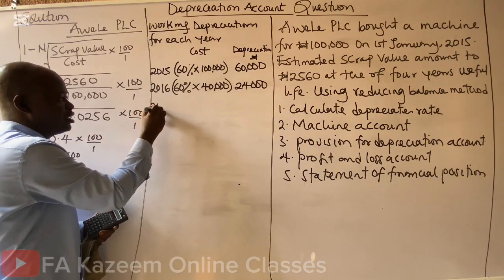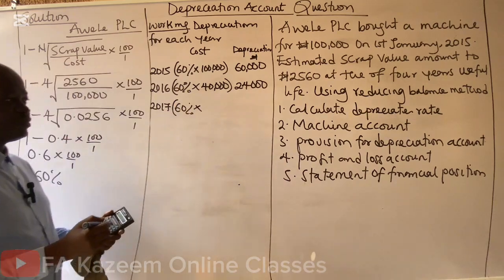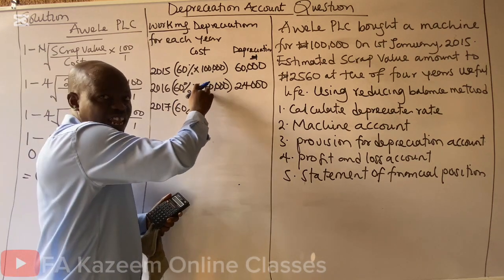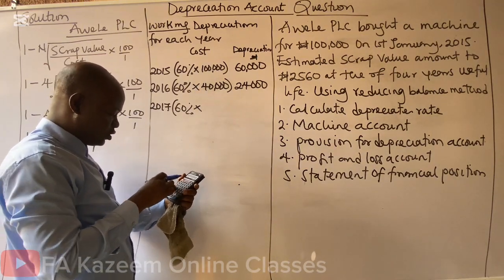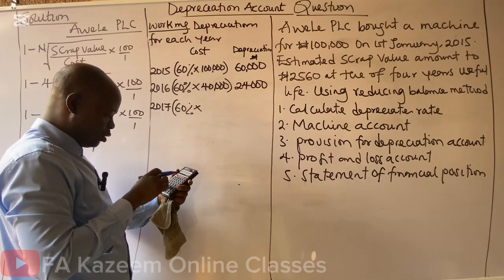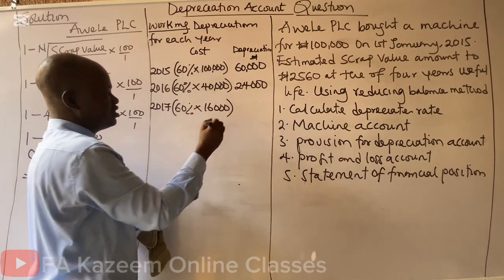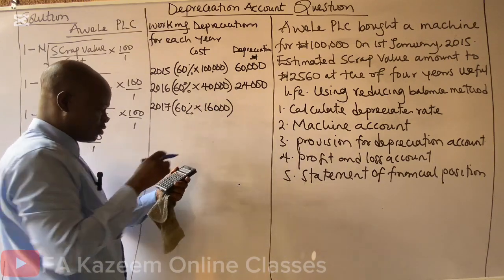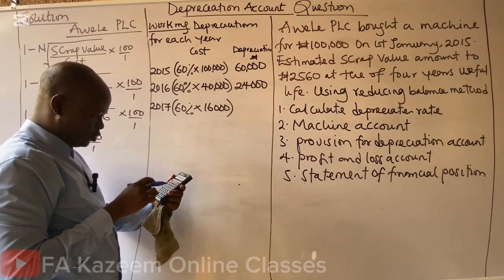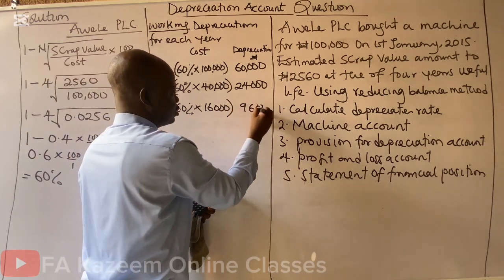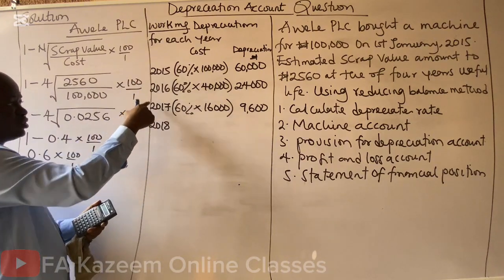How do you get for third year, which is 2017? You also put 60% times. You go to the last calculation. What's the cost? 40,000. Say 40,000 minus 24,000. You are going to be having 16,000. In that case, 60% of 16,000, 0.6 times 16,000, you are going to be having 9,600. Now, the final year, because you have to do for 4 years, 1, 2, 3, 4.